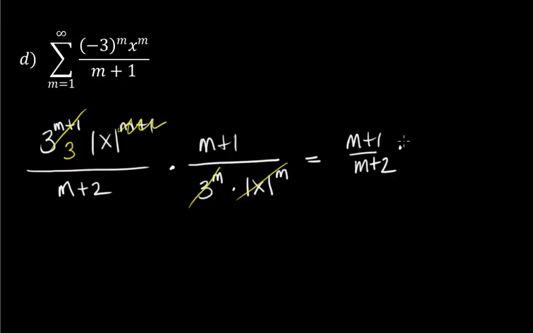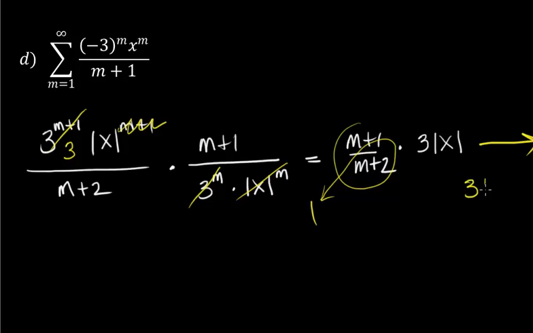So we have m plus 1 over m plus 2. We have a factor of 3 times the absolute value of x left on the top. Now, as m goes to infinity, m plus 1 over m plus 2 goes to 1. So taking the limit here, we get the limit is 3 times the absolute value of x. And that limit has to be less than 1 in order to get convergence. So that would mean that the absolute value of x is less than 1/3, and our interval of convergence is minus 1/3, 1/3.